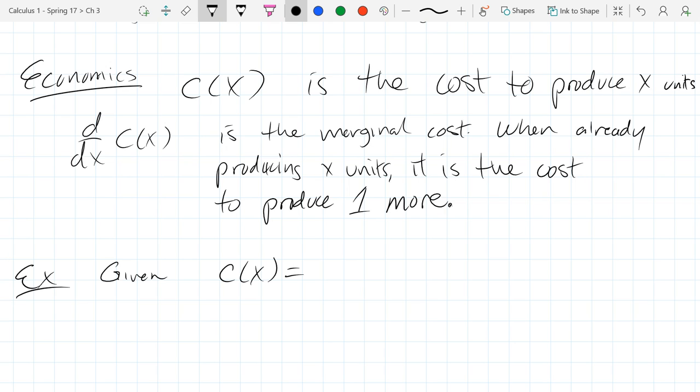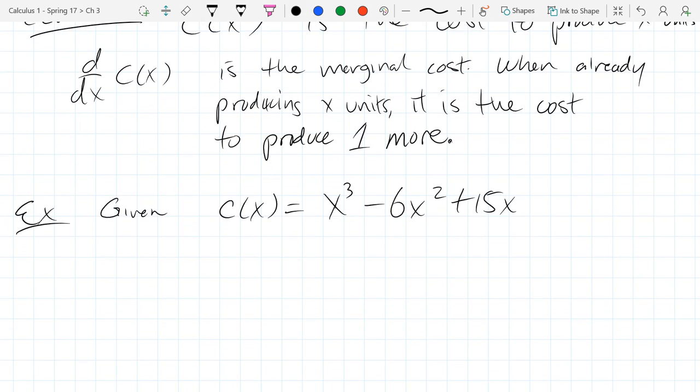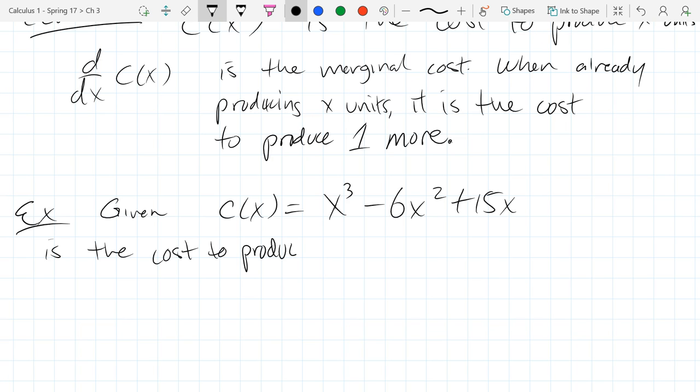So we'll start with a cost function. And we'll keep it as a polynomial, so our derivatives are nice and easy. So this is the cost to produce x thingamajiggies.